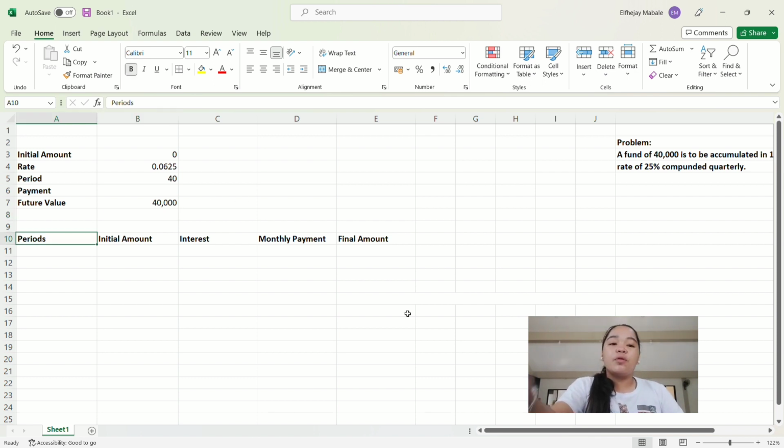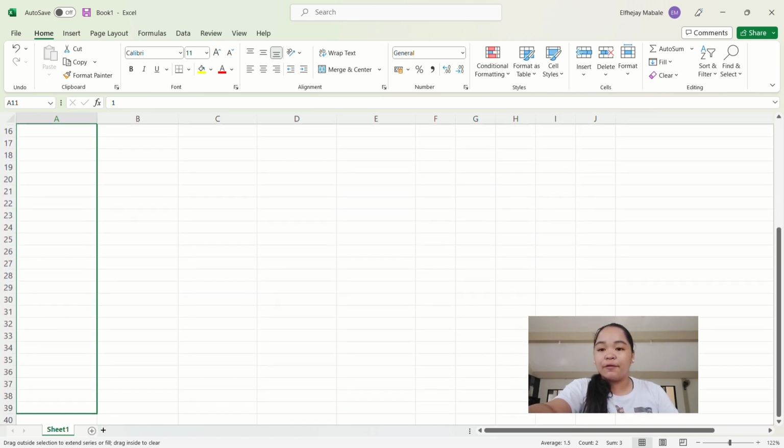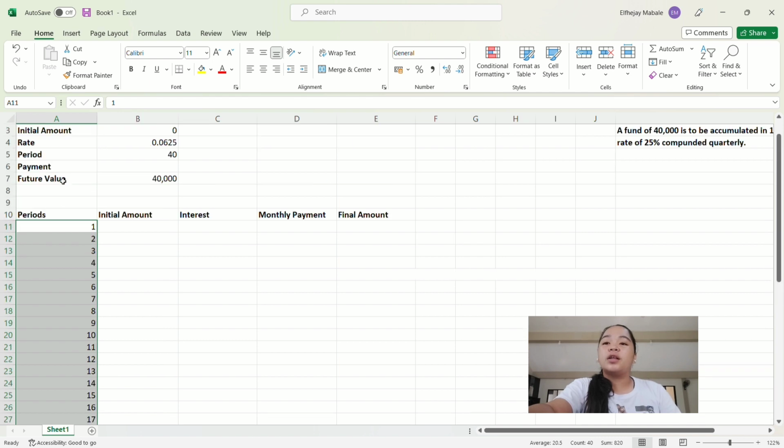So now in our sinking fund schedule table, our period is 40. So we type 1, enter 2, and then click and drag until 40, because our period is 40. Now that we are done with our first table, which is the periods, we go to the second table, which is the initial amount.